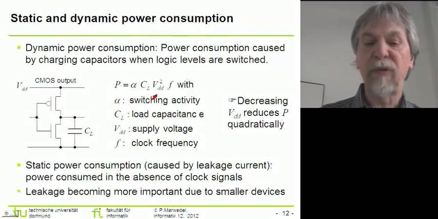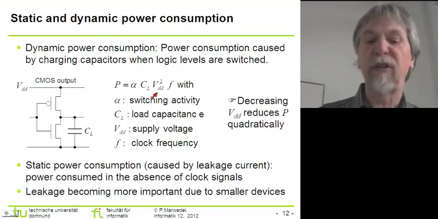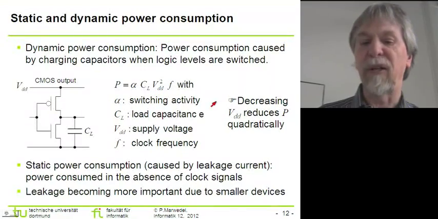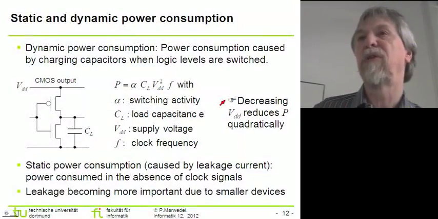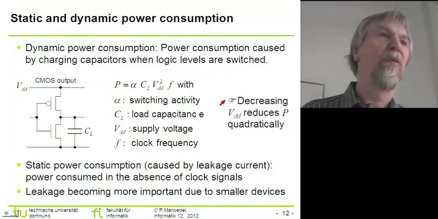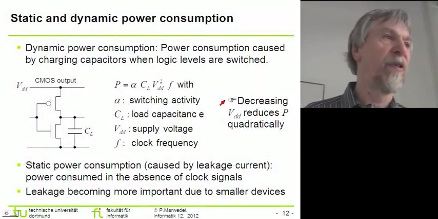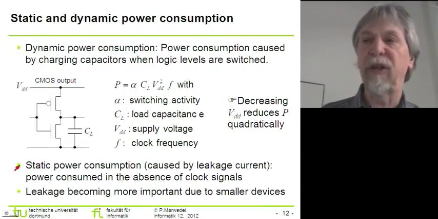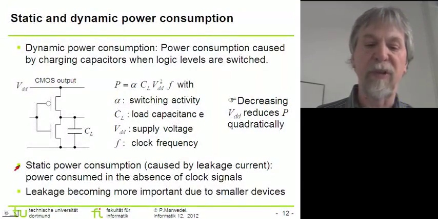As we can see from this equation, there is this very important dependence on the supply voltage, which is a quadratic dependence. So if we were able to reduce the supply voltage, we would also be able to reduce the power quadratically. So we will see that this is very important for energy minimization.